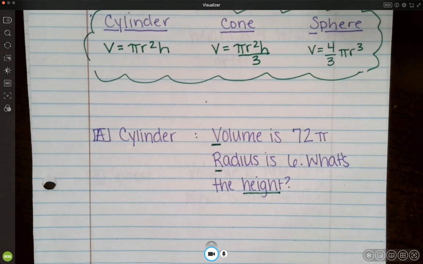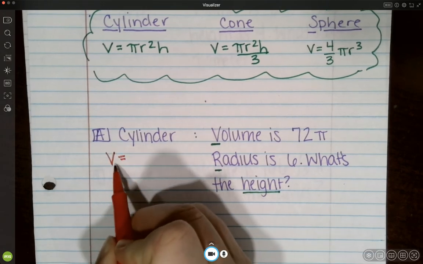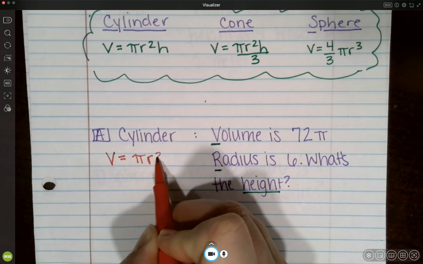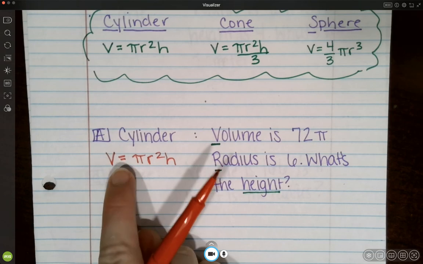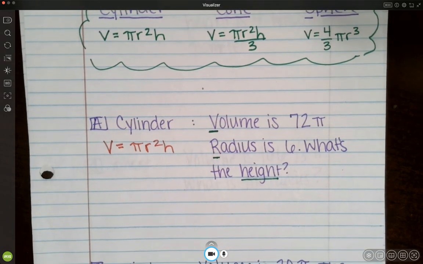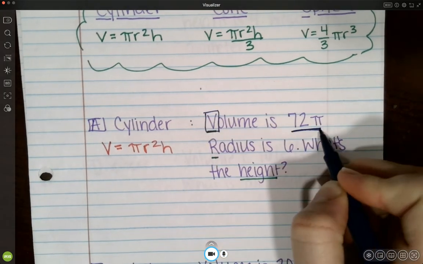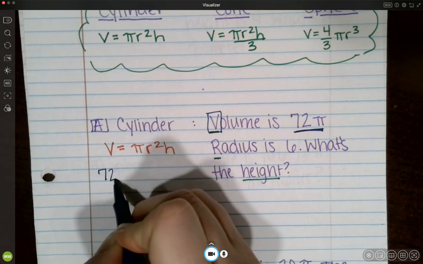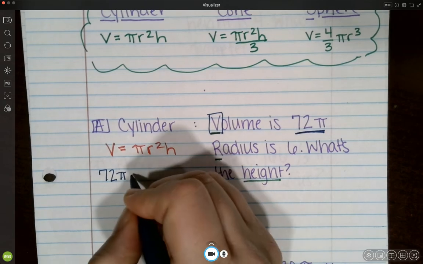All right, so we're going to start off with the cylinder formula. I'm going to write it, and I need to make sure that I have this V here because that part is very important in terms of solving. I cannot forget it, and I must have that equal sign along with it. In my story, they tell me that the volume is 72 pi, so I'm going to take out this V and put 72 pi in its place. We still have the equal sign.